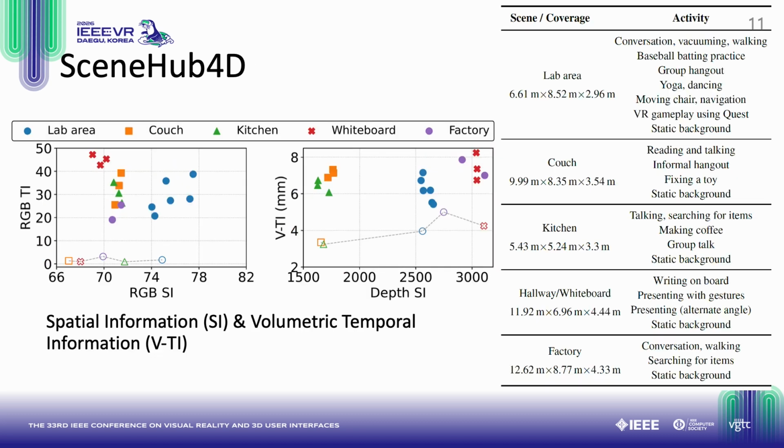We analyzed the dataset using spatial and temporal metrics. Specifically, we use spatial information and volumetric temporal information to characterize scene complexity. As shown here, different scenes exhibit different properties in terms of spatial detail and temporal variation.